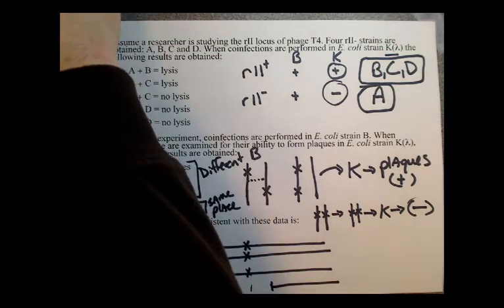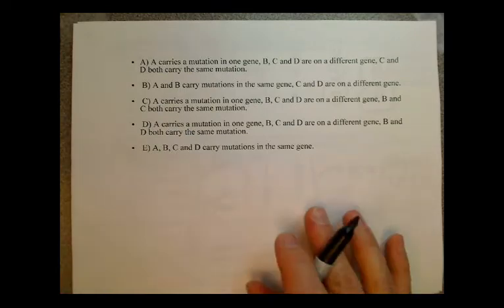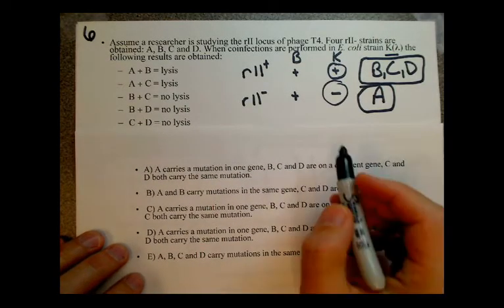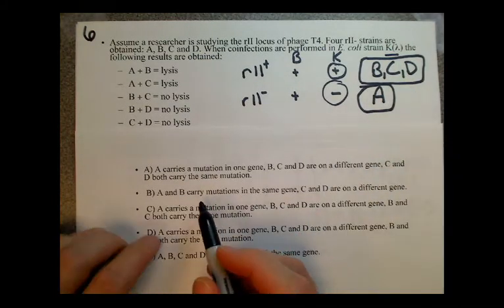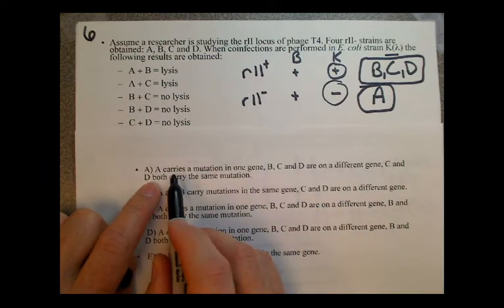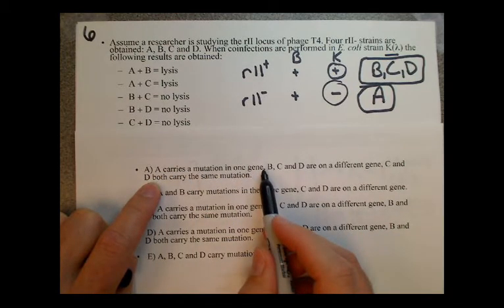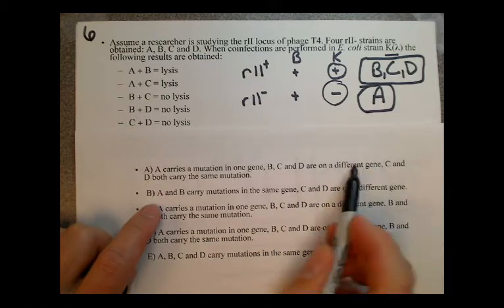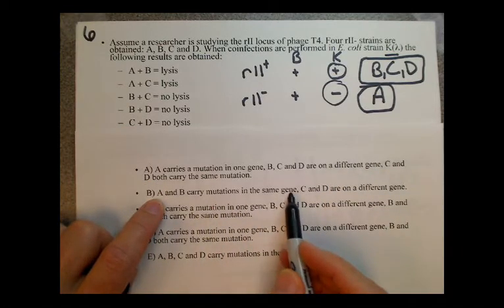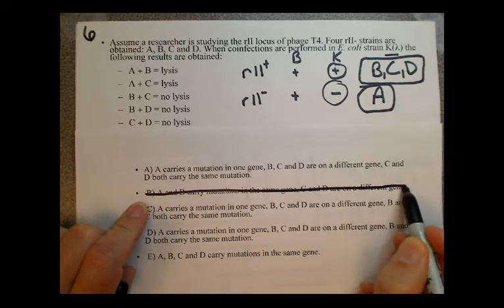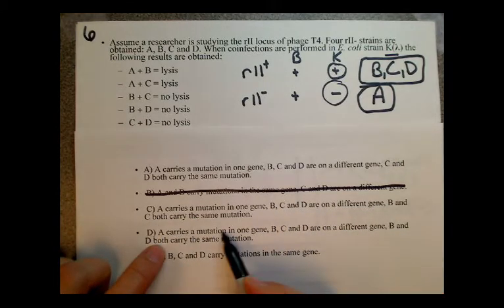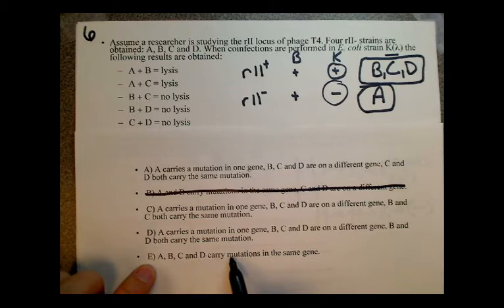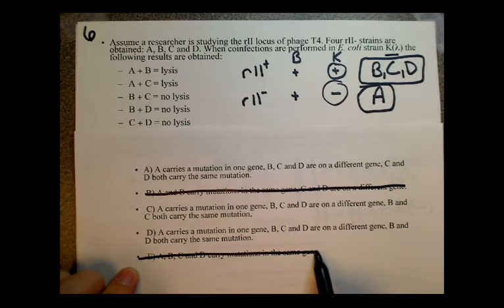So what does all this mean in terms of the answers? So this was kind of a multiple choice. So let's start out with the complementation data first. So we figured that B, C, and D were in one gene, A was in another gene. So just reading the beginning of these questions, A carries a mutation in one gene, B, C, and D are in a different gene. Yep, that's true. A and B carry mutations in the same gene. Well, that's out. So we can eliminate that. A carries a mutation in one gene, B, C, and D are in a different gene. True. Same. True. A, B, C, and D carry mutations in the same gene. Out. Okay, so we're down to three just with this data.